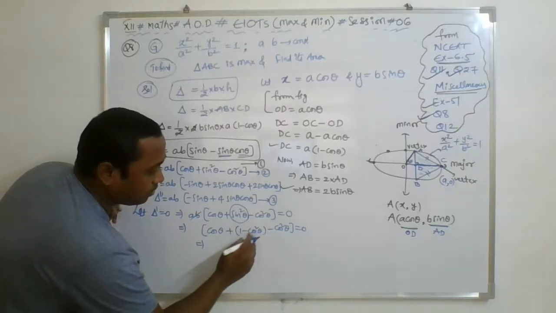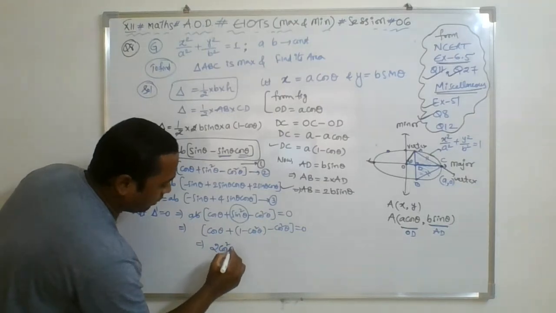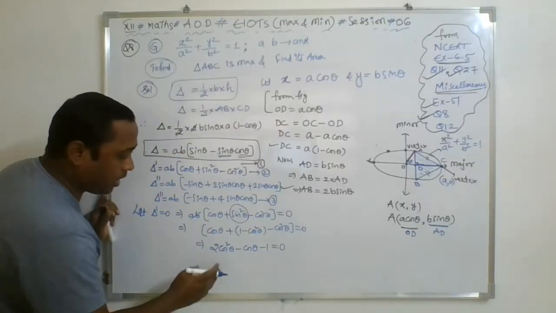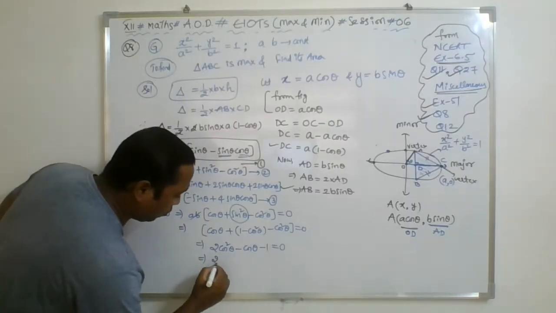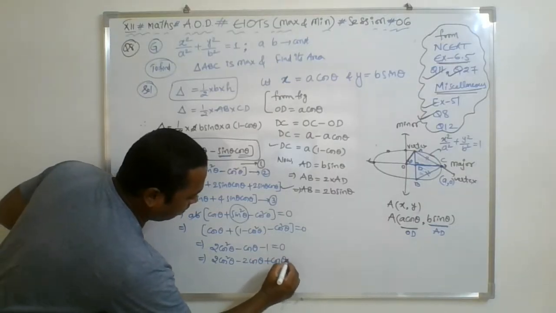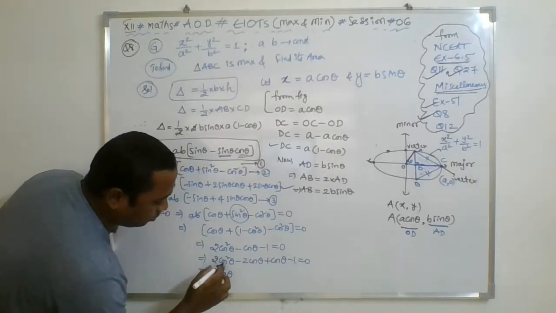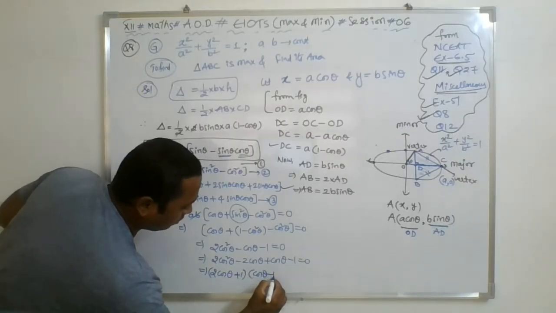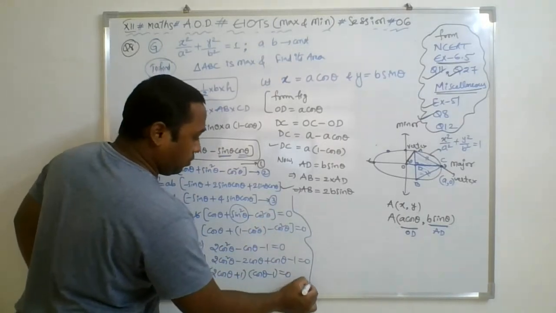So if you simplify this, minus 2 cos square theta, by taking minus common, I get 2 cos square theta minus cos theta minus 1 equal to 0. Now I can split this quadratic equation using the splitting the middle term method. So 2 cos square theta minus 2 cos theta plus cos theta minus 1 equal to 0. 2 cos theta is common, so cos theta minus 1. I am directly writing the factorized one. Cos theta minus 1 equal to 0. It means what critical points am I going to get.